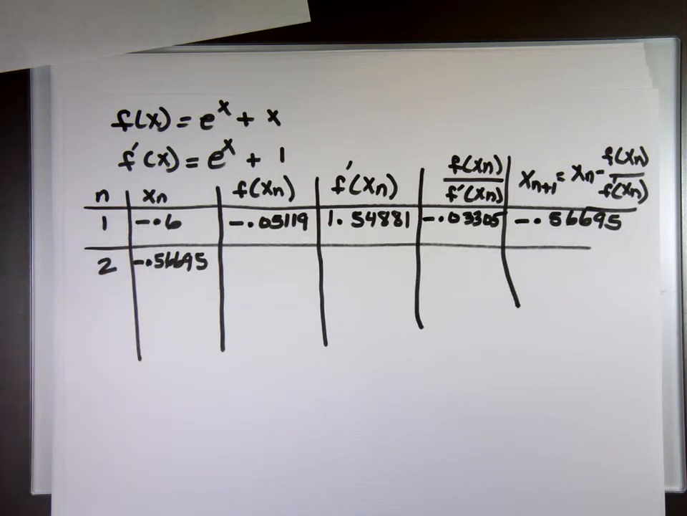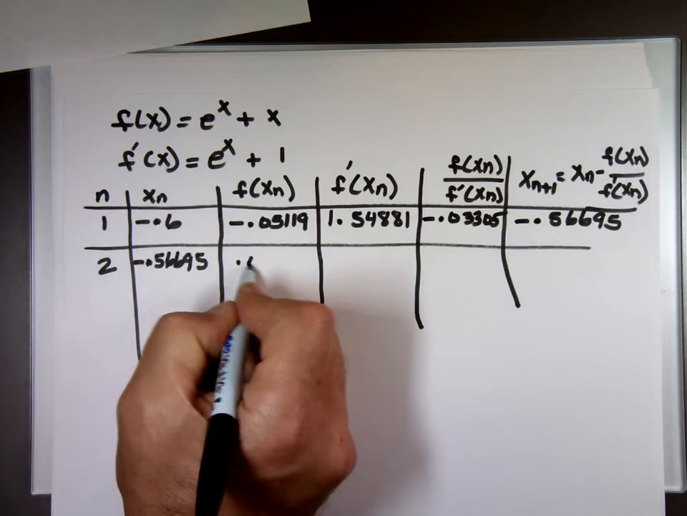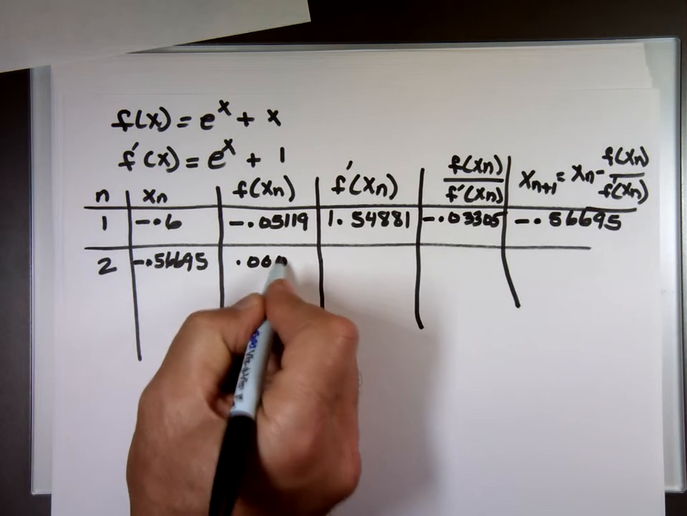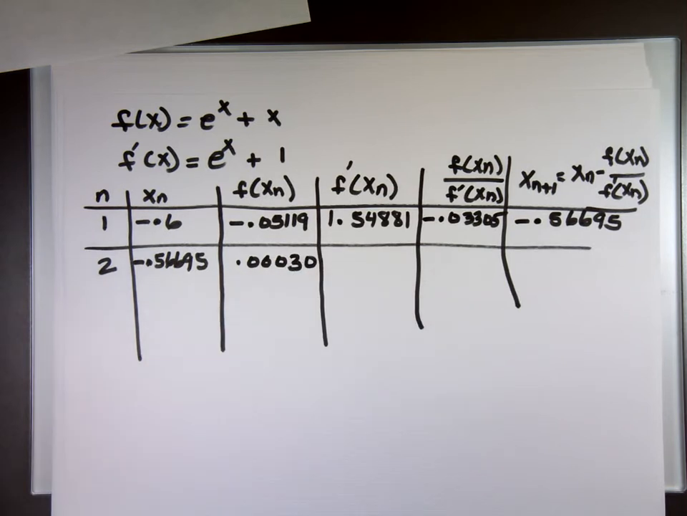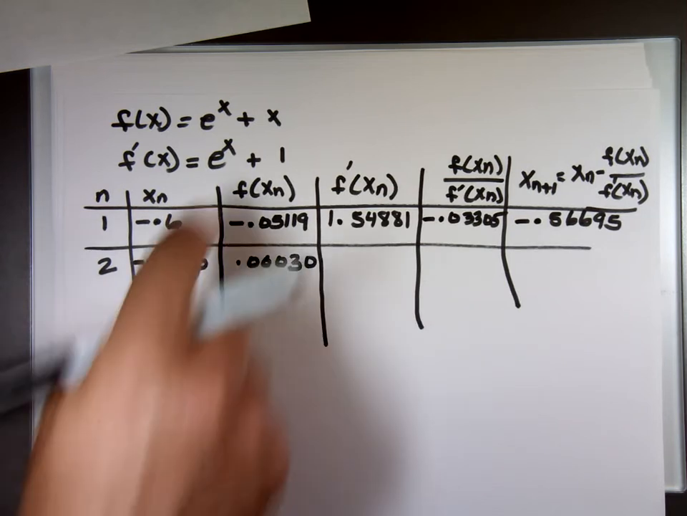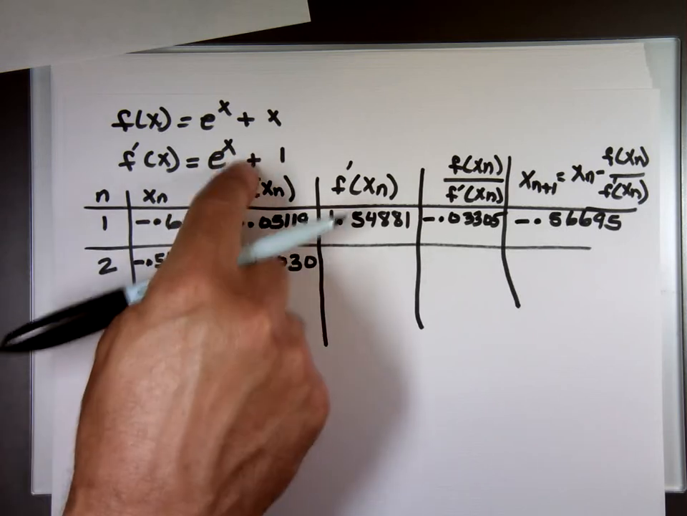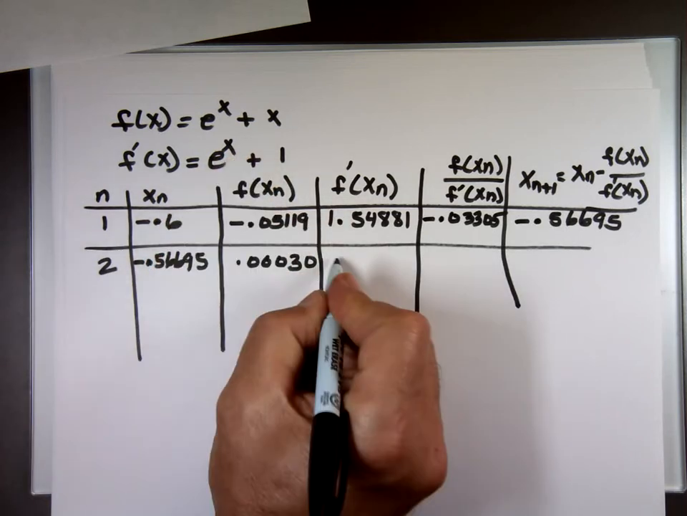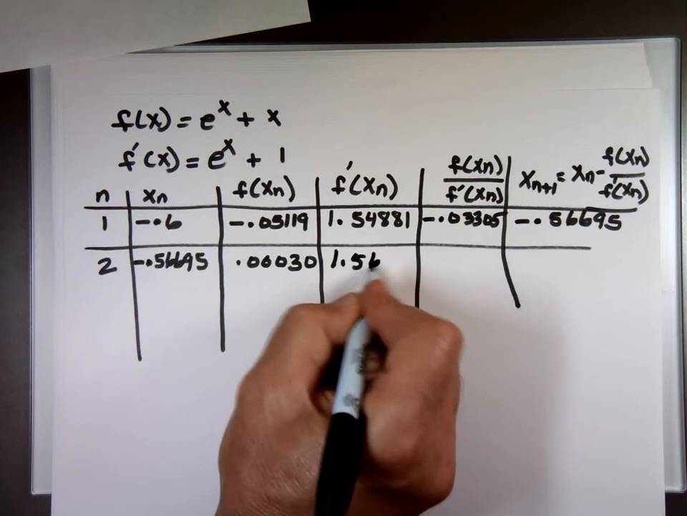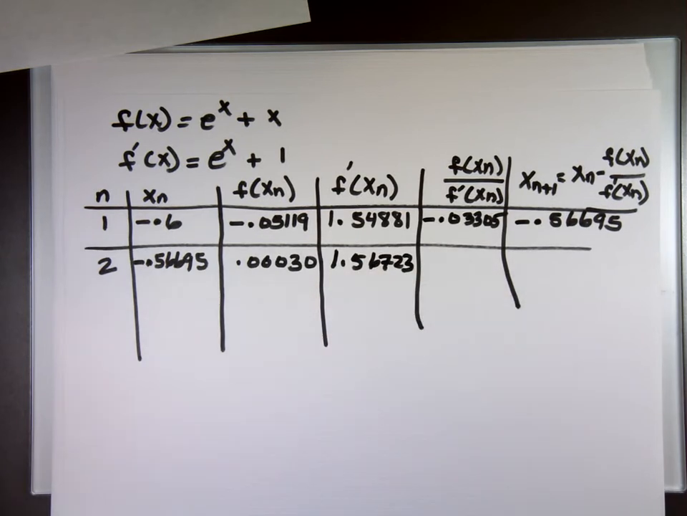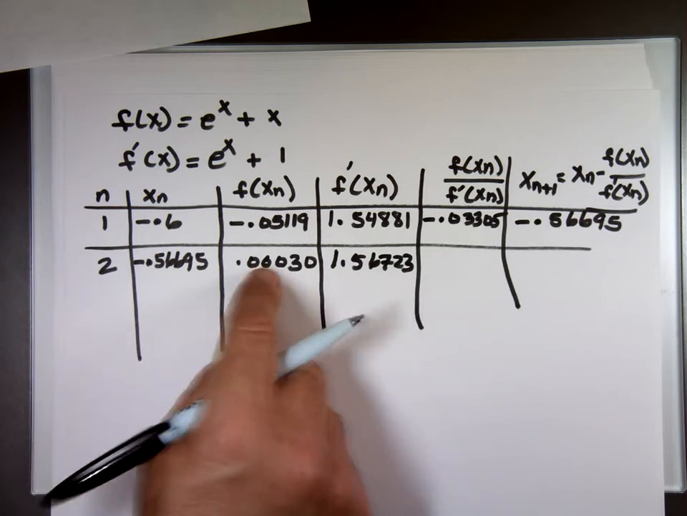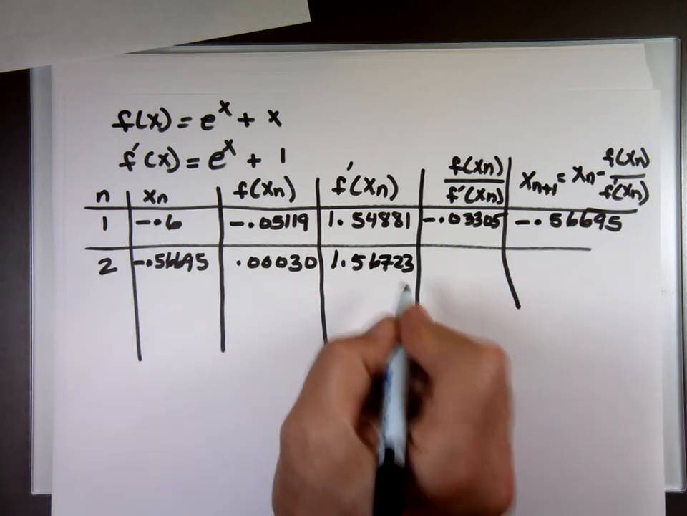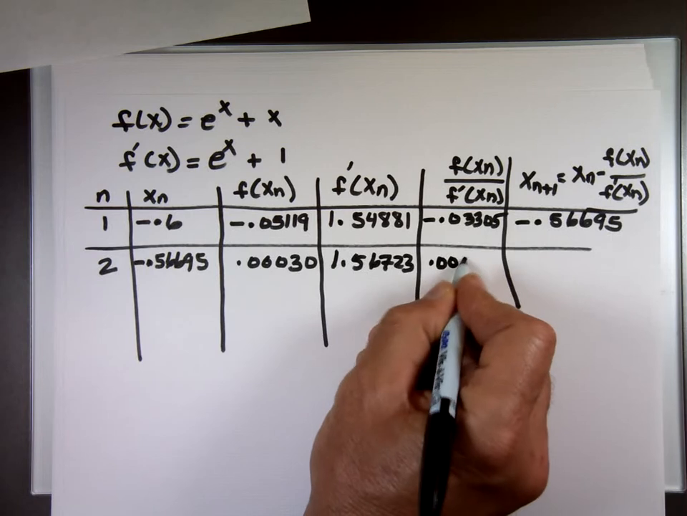So let's try that number now. Is that a solution? Plug it in now. And we're getting 0.00030. That's good. We're getting closer. The derivative of that, plug that number into this one. 1.56723. Divide this number with that number. 0.00019.